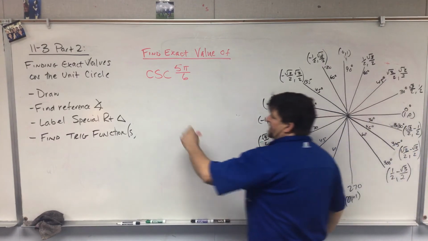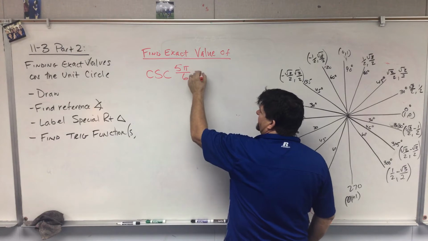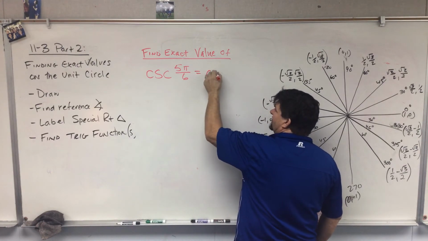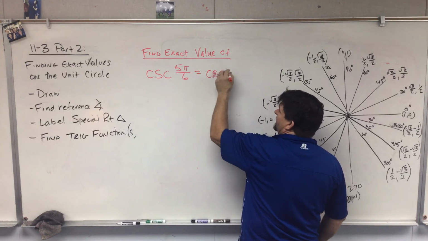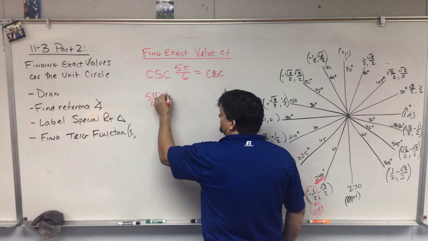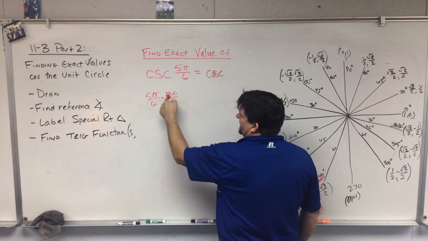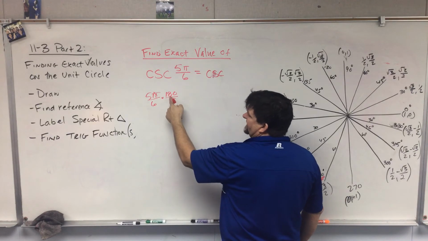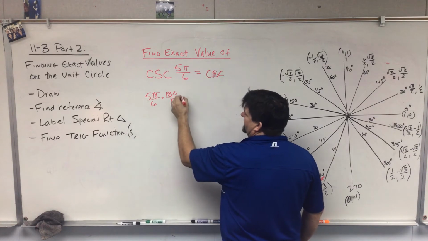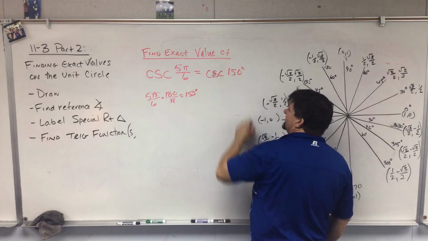So let's just convert this to degrees, which is going to be the same as the cosecant of, let's do that real quick, 5 pi over 6 times 180 over pi. The pi's cancel. 6 goes into 180 30 times, 30 times 5 is 150 degrees. So the cosecant of 150 degrees.